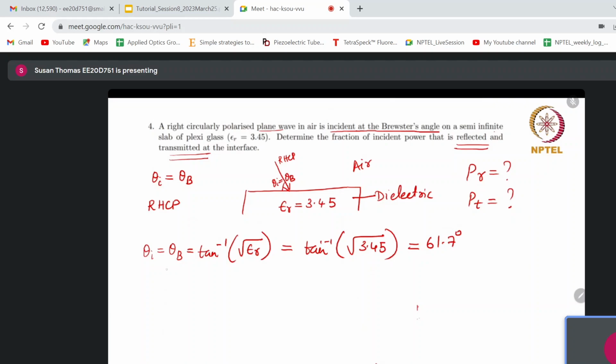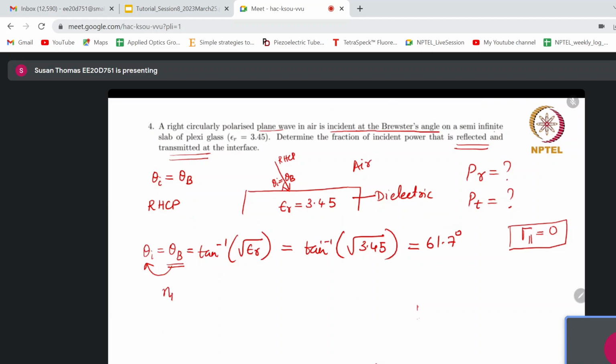So this is the Brewster angle, or the angle of incidence. Now, when a plane wave is incident at the Brewster angle, gamma parallel, that means the reflection coefficient for the parallel polarized component, becomes 0. That's the idea of Brewster's angle which we discussed last week.